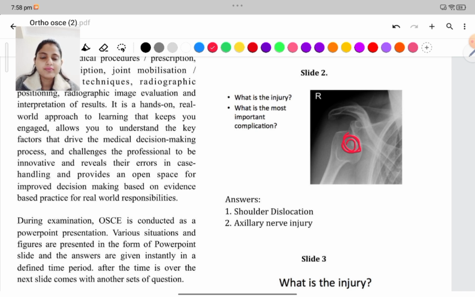We perform the regimental badge test for the shoulder dislocation, in which there is anesthesia of the part which is supplied by the axillary nerve.